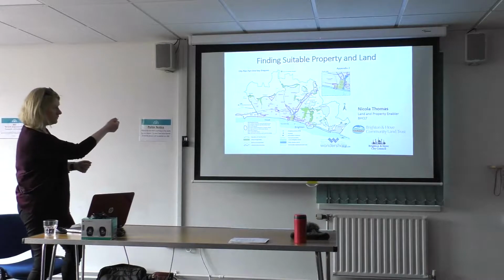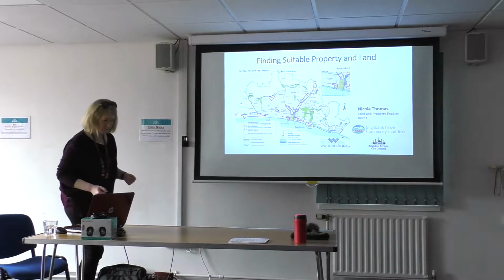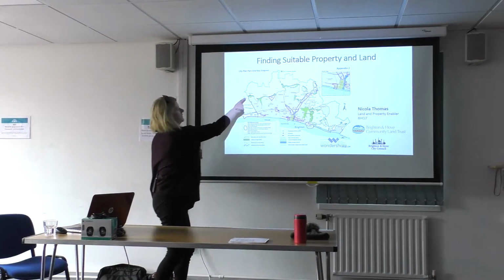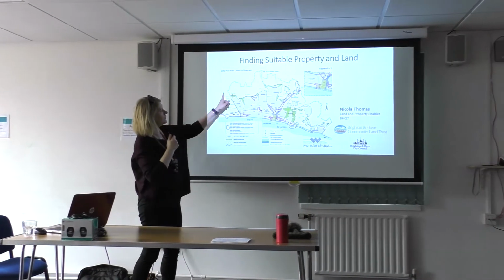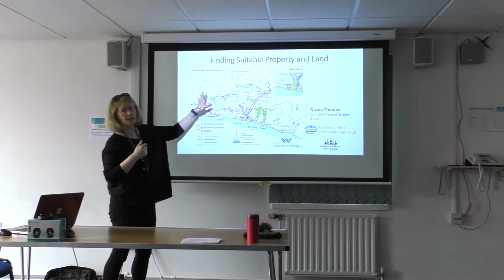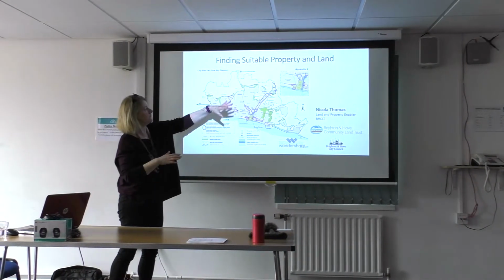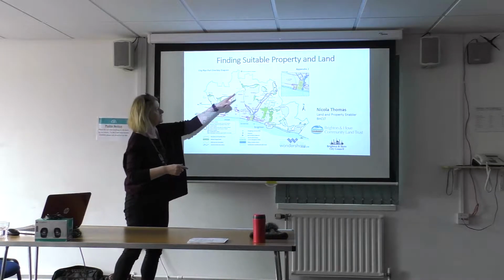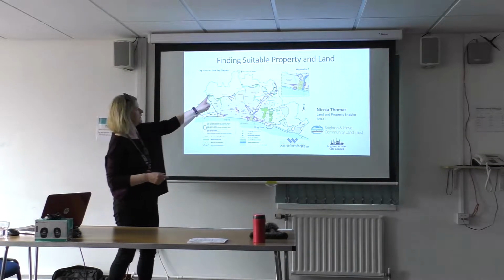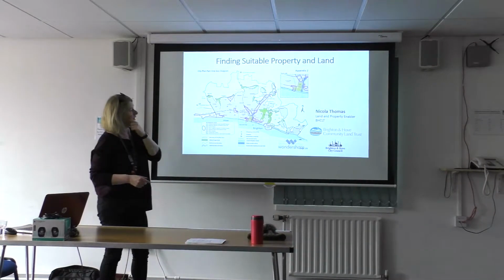So I haven't got a pointer. That's something I've forgotten to do. But this dotted line here is the boundary. There's quite a lot of farmland and South Downs National Park that is outside of the boundaries of where you can see the settlements are, I suppose you'd say. This is the A27 bypass.